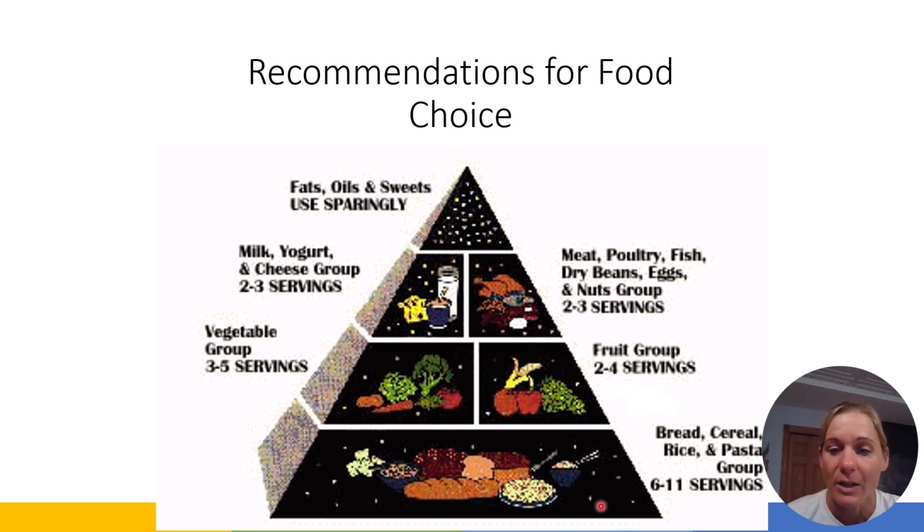On the bottom, we have bread, rice, and cereal at 6 to 11 servings. This would be your grains. Then you can see fruits at 2 to 4 servings and vegetables at 3 to 5 servings, for a minimum of 5 fruits and veggies per day. Then 2 to 3 servings of protein such as meat, fish, nuts, and eggs. Then dairy, 2 to 3 servings, which is also high in protein. And then fats, oils, and sweets at the top of the pyramid, which we should use sparingly.